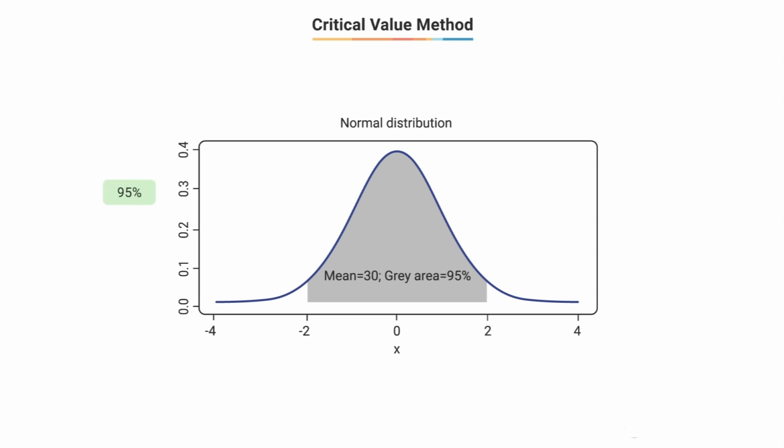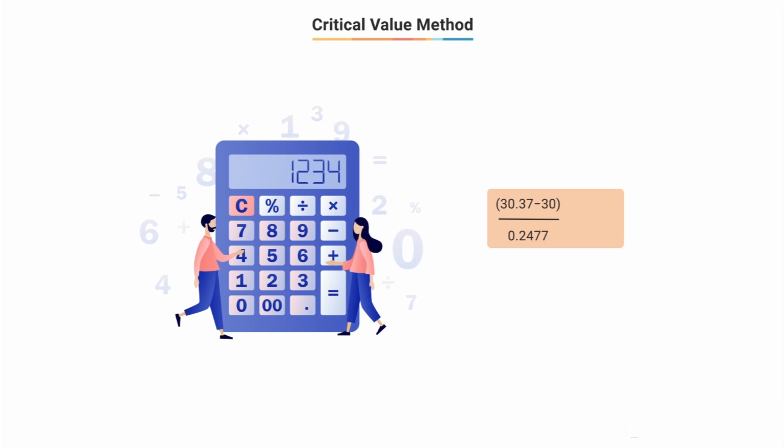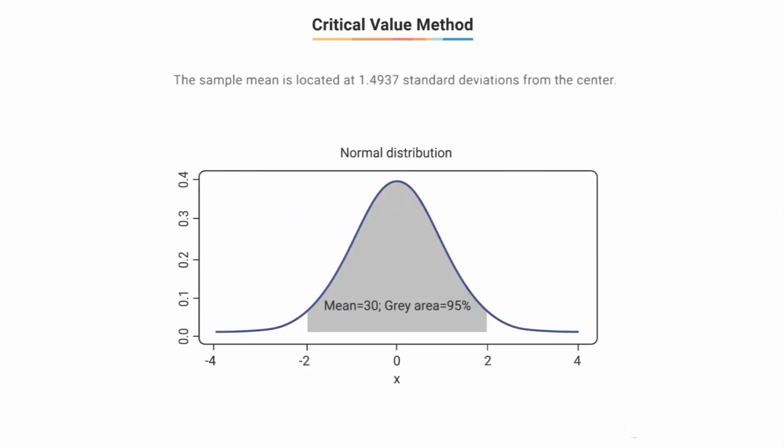Now you have selected a 95% confidence level for this test. This means that the sample mean lies between plus minus 2 standard deviations. To be more precise, it lies between plus minus 1.96 standard deviations. Thus, 1.96 is your critical Z score. Let's check how many standard deviations from the center our sample mean lies. This value is nothing but the Z score. It is an easy calculation. 30.37 minus 30 divided by 0.2477, and your answer should be 1.4937. Therefore, your sample mean lies 1.4937 standard deviations away from the center, and this is the Z score of the sample.